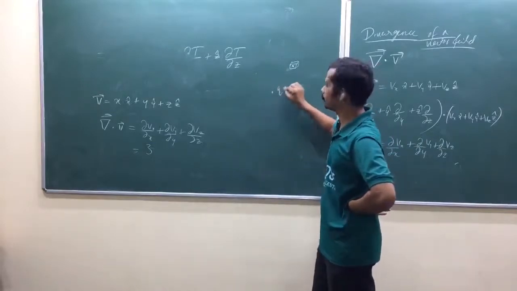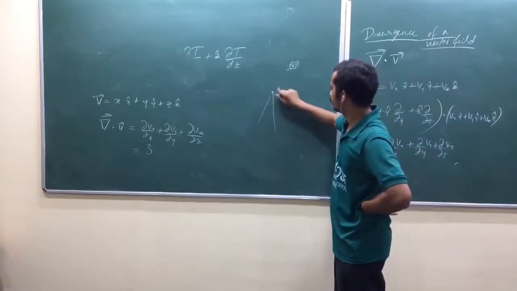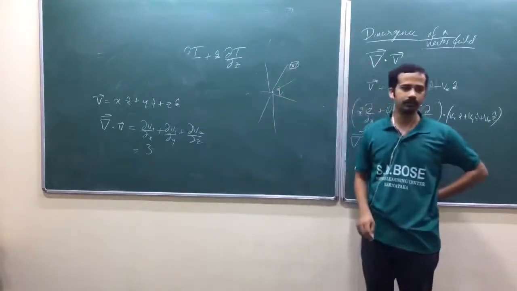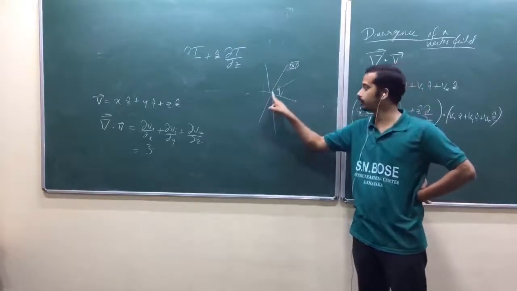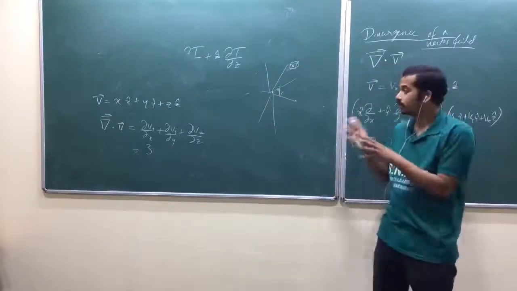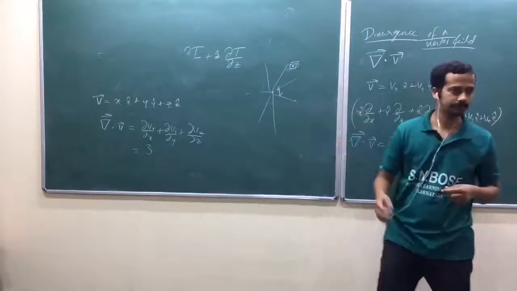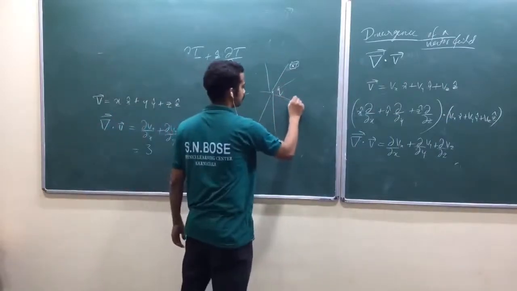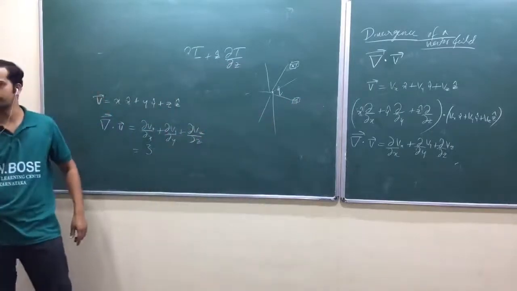Suppose let me take charge Q here. So obviously your electric field will be like this, am I right? If you take the divergence of an electric field, at any point other than the point of charge, you will get 0. Any idea why? This gives an idea about the nature of the electric field. Because if you take an infinitely small volume, the number of field lines going into that volume is equal to the number of field lines going outward from that volume.